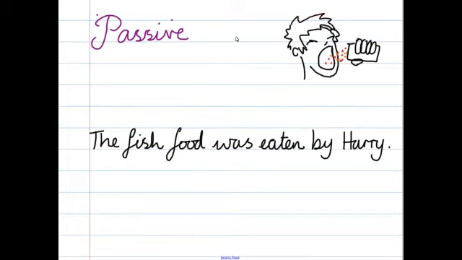So the passive form of a verb, and again we need to identify the verb. In this case it is again eaten. So we've taken that original sentence, Harry ate the fish food, and we've turned that active sentence into a passive sentence. I suppose you would also say that was is now part of that verb phrase. So this is our verb, and again we identify the subject.